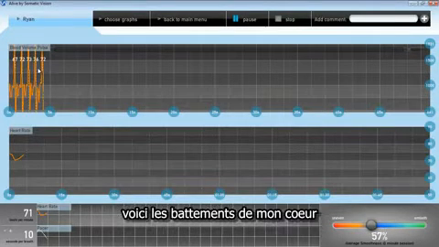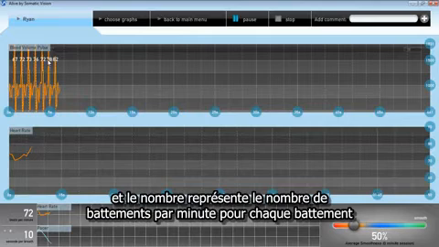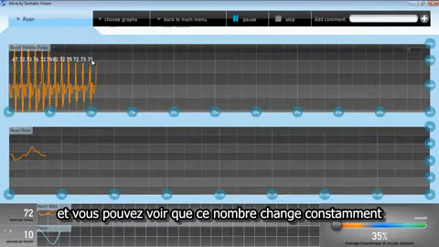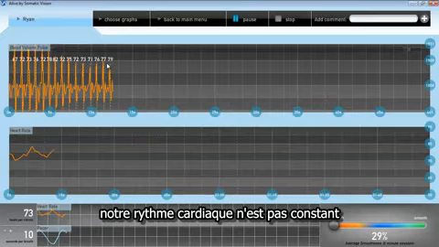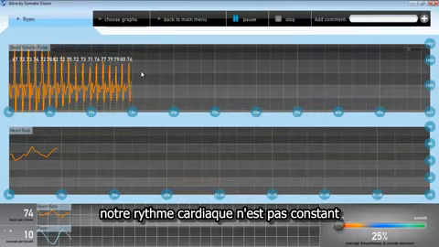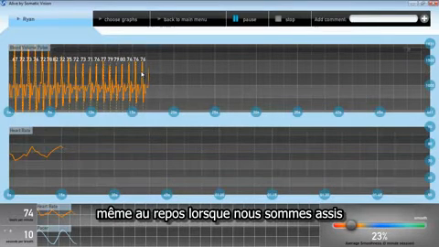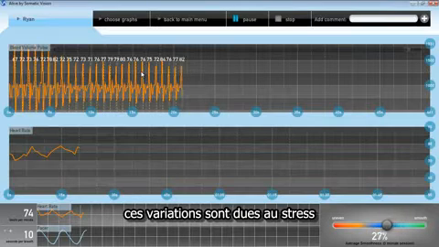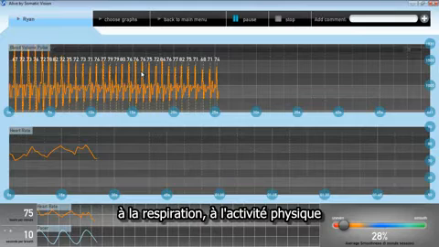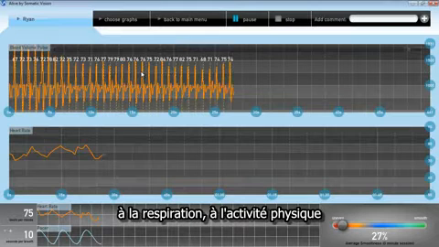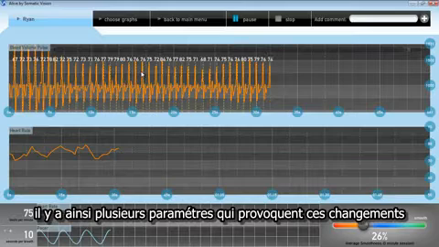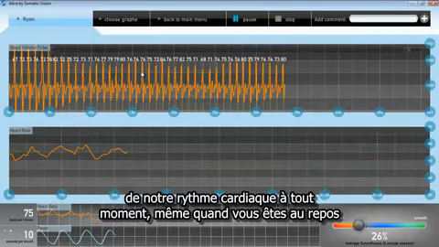So this here is my heart beating, and the number here shows you my heart rate for each beat. And you can see that it's constantly changing. So our heart rate isn't constant. Even at rest, when we're sitting, it's constantly changing. So those changes basically have to do with stress, breathing, physical activity, and so on. There's a number of different inputs that change your heart rate at any given moment.